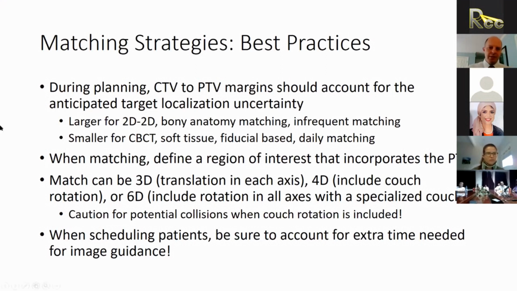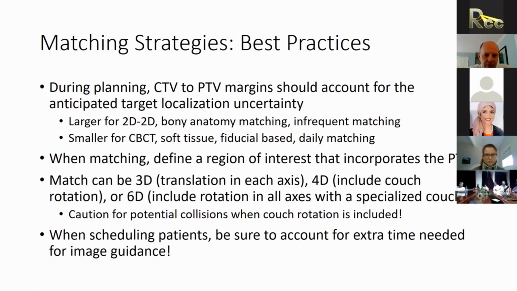Second best practice to mention here is, when matching, define a region of interest that incorporates the PTV. There may be some areas of the image that, if you align to them, another part of the image may be off. That can be quite common, based on maybe a little rotation of the patient, or deformation, or just being set up slightly differently. Because of that, you have to select carefully what area you're going to match the image on, and use a region of interest that incorporates the PTV so that the image is aligned at the PTV.